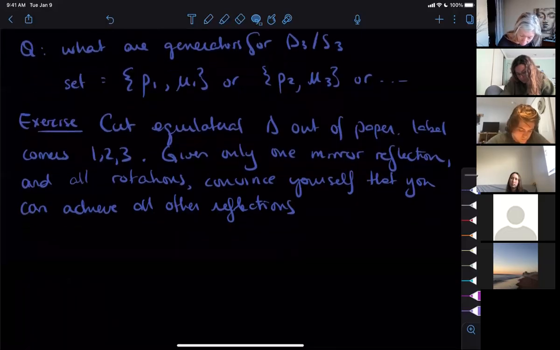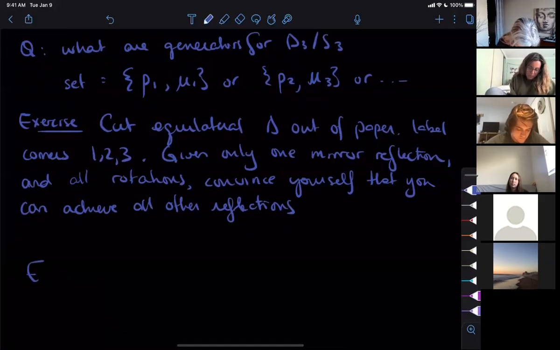Okay, what about D4? Example D4. Group of symmetries of a square.